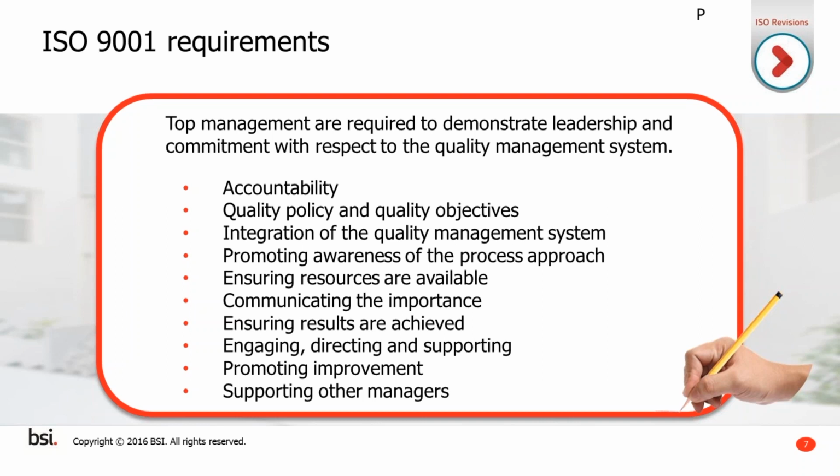The next point is engaging, directing and supporting persons to contribute to the effectiveness of the quality management system. Again, this is about active leadership, promoting improvement, which is exactly what it says it is. And finally, supporting other relevant management roles to demonstrate their leadership as it applies to their areas of responsibility. So I think from that list, you can see that the new standard really expects a much more proactive form of leadership from the top management than the previous standard.